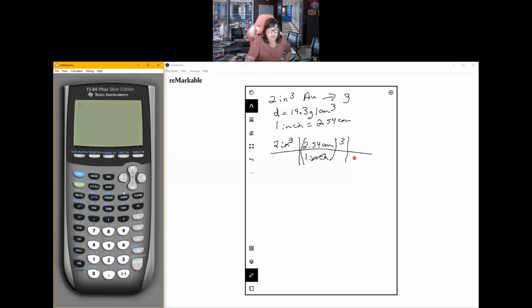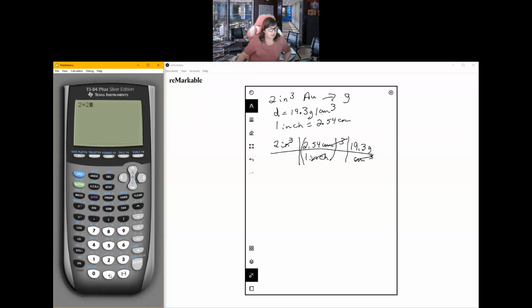Now I could multiply 19.3 times this whole thing. Would that work? Actually, yes, it will. Now what am I looking at? 19.3 grams per centimeter cubed. What I need to have happen is that this centimeters cubed that I just created needs to go away and leave me with grams. So I need to have the 19.3 grams on the top and the centimeters on the bottom. So what I need to do is multiply 2 times 2.54 times 19.3.